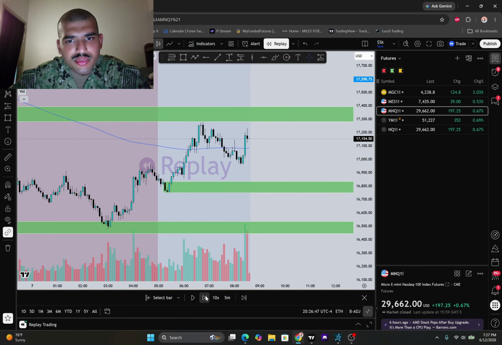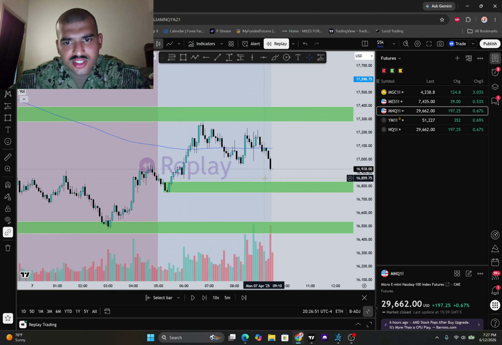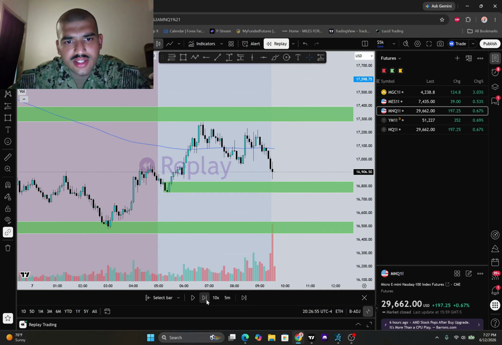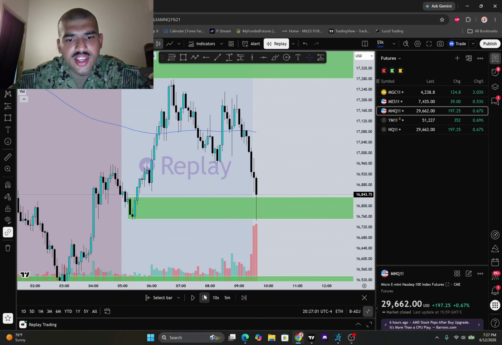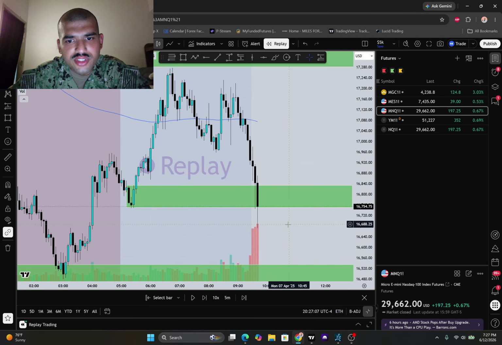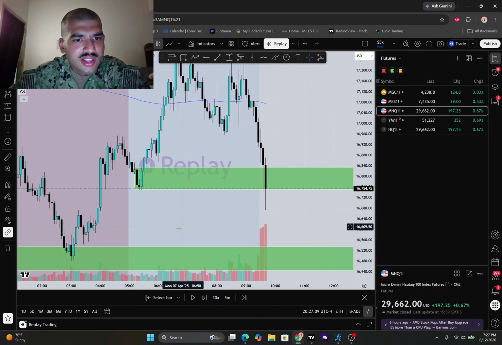So let's see what happens. It's not 9:30 yet. New York session has not been opened. Well, it just opened up right there. It did not completely tap that demand zone. Boom! Now it tapped it right there. Let's see what the next candle is. If the next candle breaks above this, I was gonna say I was gonna get in, but it didn't.